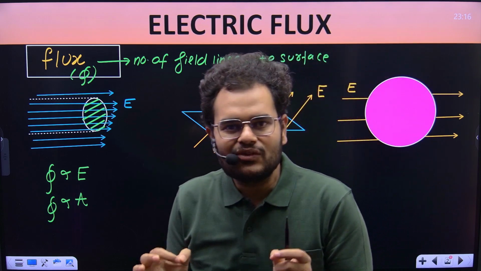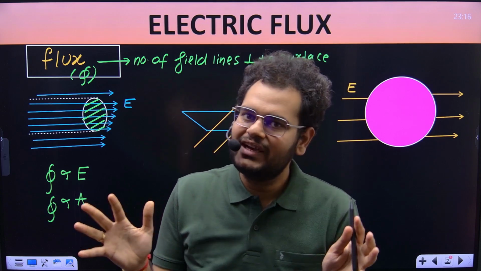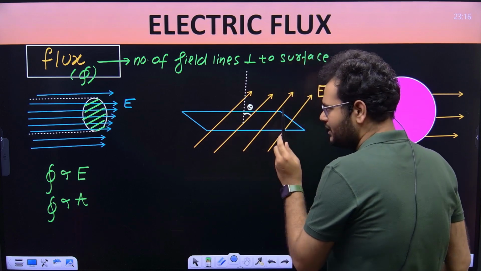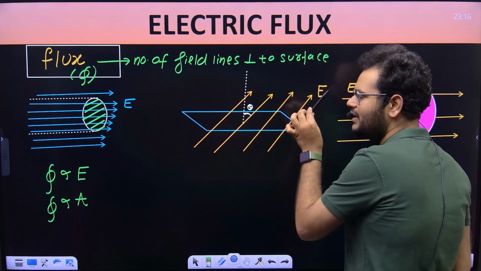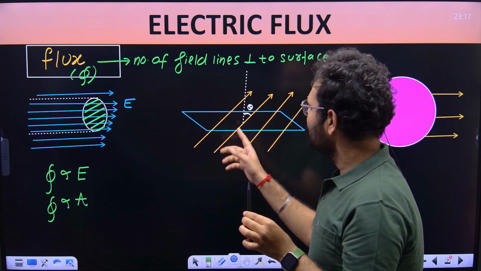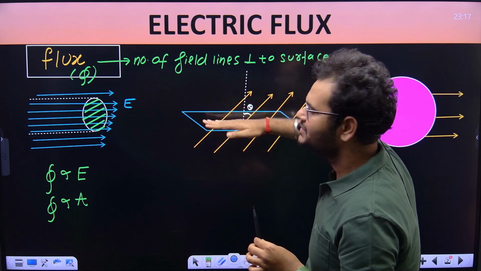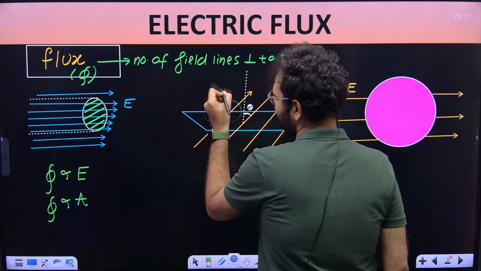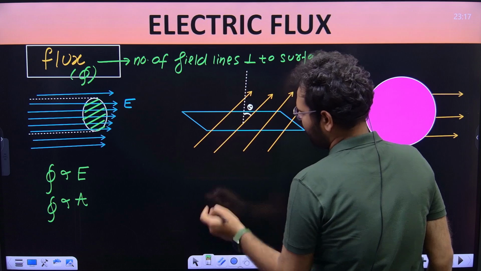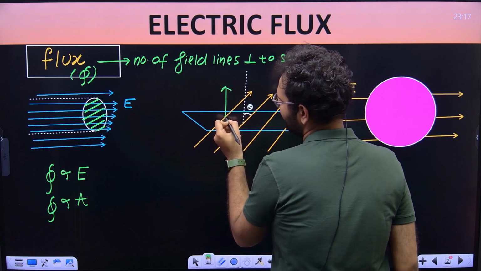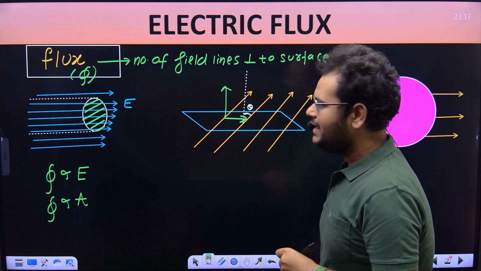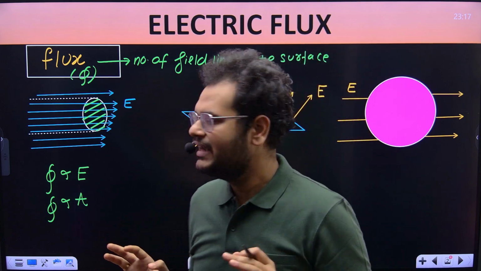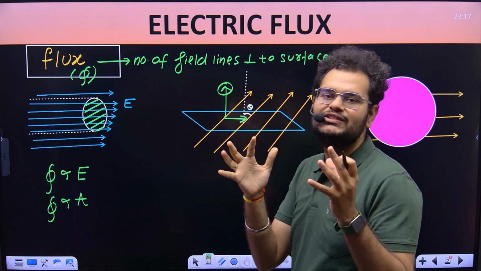So what I told you just now, flux is nothing but the number of electric field lines perpendicular to the area or perpendicular to the surface. Now you tell me, we cannot take these field lines directly. Why, sir? Because they are not perpendicular to this surface. So what we have to do is resolve them. How to resolve? If I resolve, two components will be there. One will be perpendicular to the surface and another will be along the surface. And the component perpendicular to the surface is only responsible for flux, and the one along the surface is not responsible.